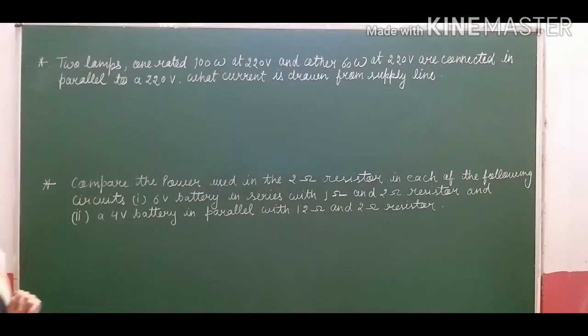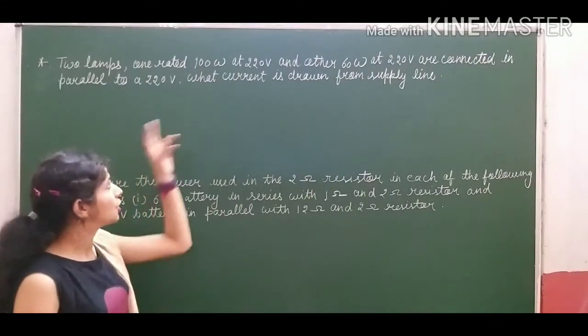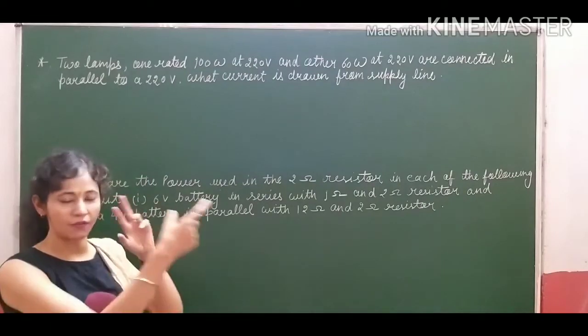So first of all we have to find out the resistances, because resistances have not been given. Two different conditions have been given because you are having two different lamps.